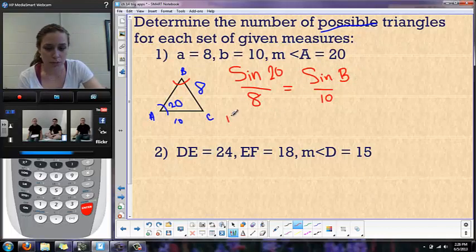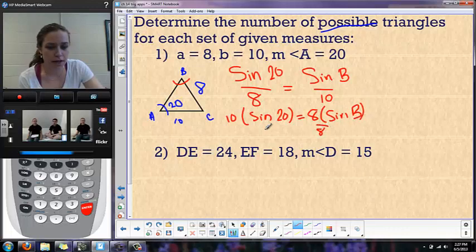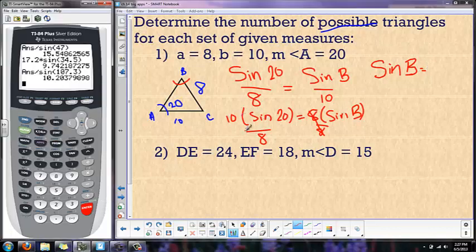So I'm going to cross multiply again. 10 times the sine of 20 is equal to 8 times the sine of B. Now I want to get the sine of B by itself, so I'm going to divide by 8 on each side. And I'm going to type all of that into my calculator, and the answer it's going to give me is sine of B is equal to some decimal. So let's see. I'm going to type all this in.